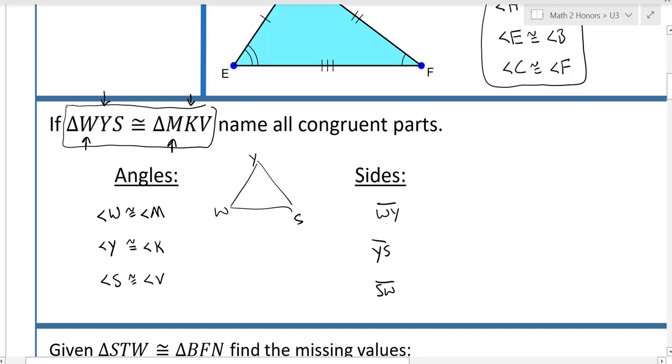But once you know what your 3 sides are of one triangle, you can go back and look at the correspondence statement to write the second side. So WY are the first 2 letters of the statement, so they're going to match the first 2 letters of the second statement. So that would go with MK. You can also write KM because the order doesn't matter on the segment. MK, KM are the same. YS are the last 2 letters, so that would go with KV. And SW, that's the last and the first, would go with V and M.